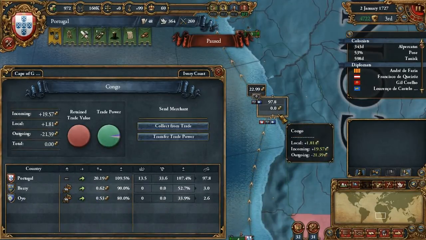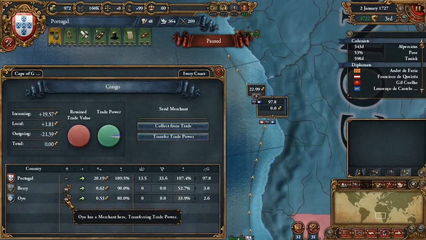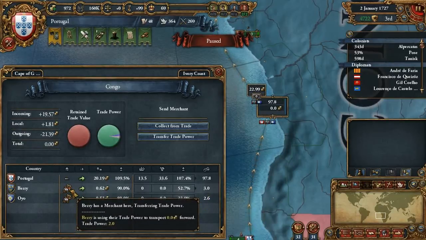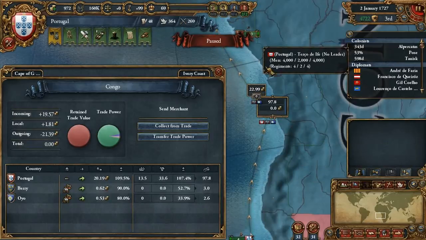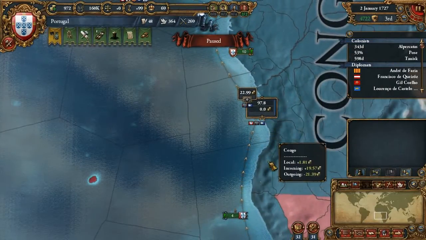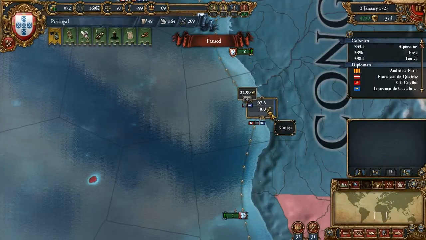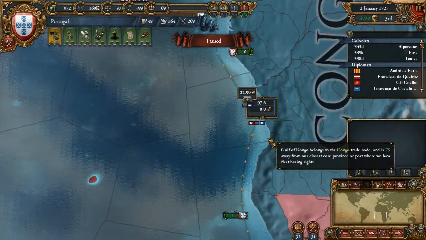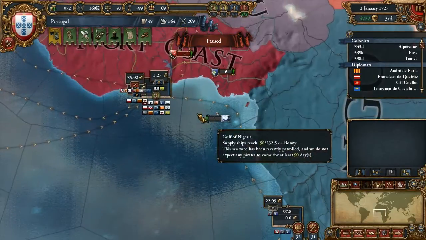I have no merchant here. These 2 guys do have a merchant here, indicated by these icons. But money is just flowing along. And it doesn't matter how much trade power you got here, because everyone is just trying to push it. So even 1 trade power from each one would be enough just to push it along.